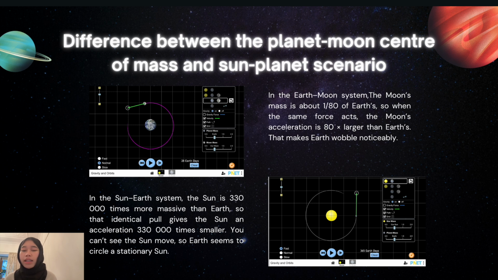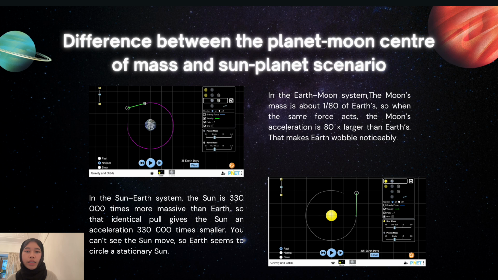Upon comparison, the sun-planet simulation shows the sun did not move. This explains that whenever two objects orbit each other, they both spin around their shared center of mass, the balance point where their masses perfectly balance. So, for the planet-moon, the moon's mass is 1 over 80 of Earth. So when this same force acts, the acceleration of the moon is 80 times larger than Earth. Hence why we noticed earlier that the Earth oscillates slightly.